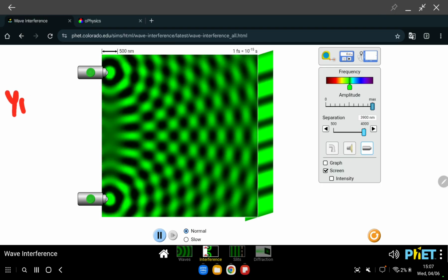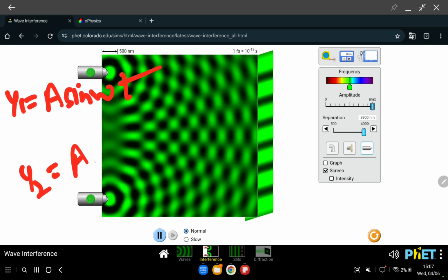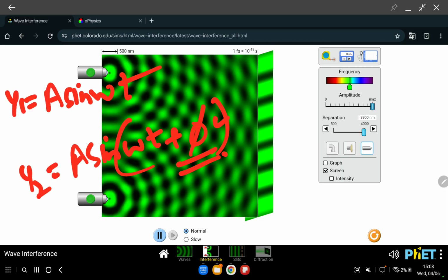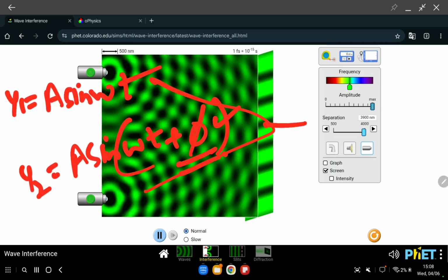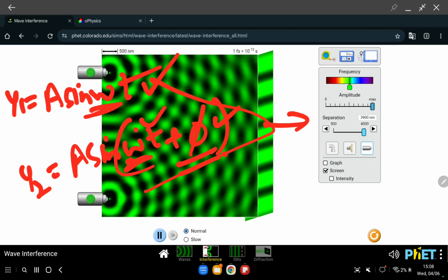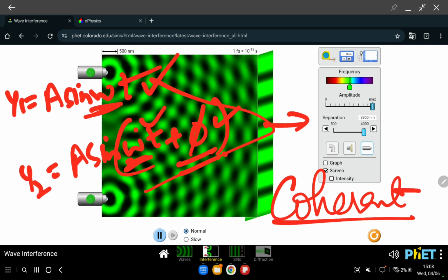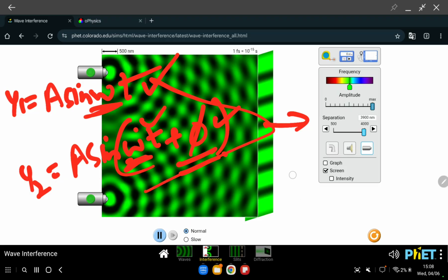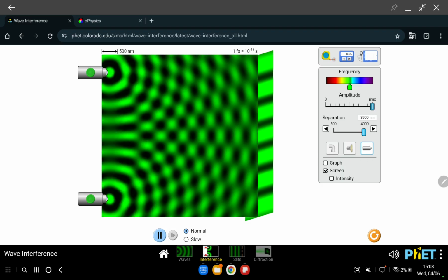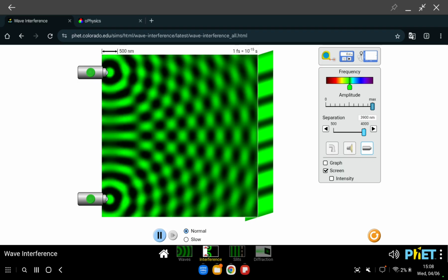For example, this is y1 equals a sine omega t. This is y2 equals a sine (omega t plus phi). Now you know what this phi is. This is basically the phase difference which we have talked about. Both have the same frequency, same omega, and have started at the same timing. Then only, in terms of physics, they are coherent. That means both of them are able to give us a pattern of interference, is what I'm trying to explain. So this is the interference phenomenon where light opts to behave in its wave nature and not in its ray nature.